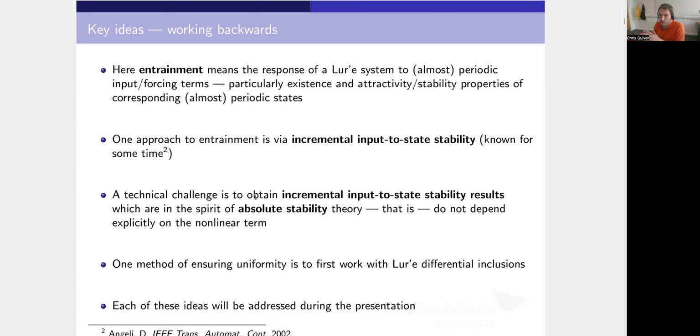Now, I'm going to work on Lur'e systems or Lur'e inclusions, and I want results which are in the spirit of absolute stability theory. What I mean by that is that they do not depend explicitly on the nonlinear term. So we need to ensure some uniformity with respect to that nonlinear term, and one way to do that is to work first with differential inclusions, like Lur'e inclusions. And that leads to the first result, which I hope is of independent interest, but that was one of the motivations for doing it. So each of these ideas I will discuss during the presentation.